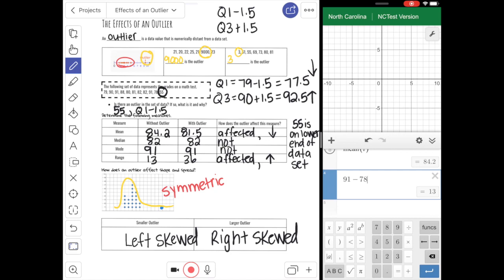Just remember that outliers are always going to affect your mean and your range the most. Those are going to be the most affected, and how they're affected is based off of whether the outlier is on the upper end or the lower end.